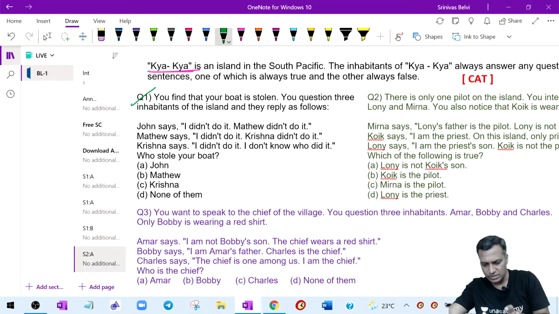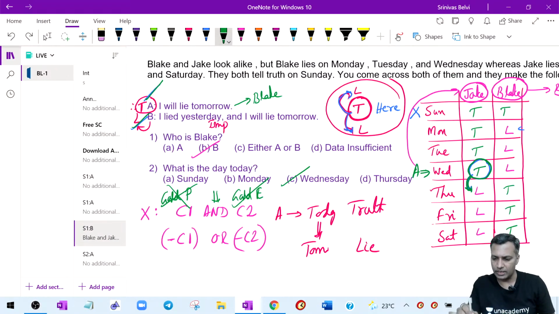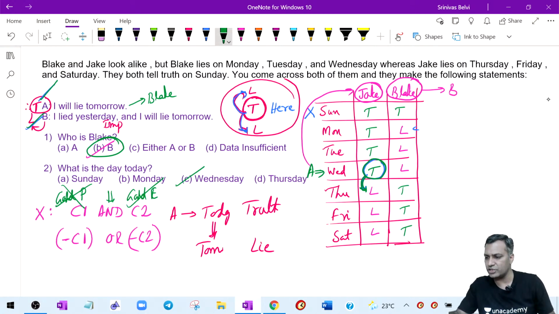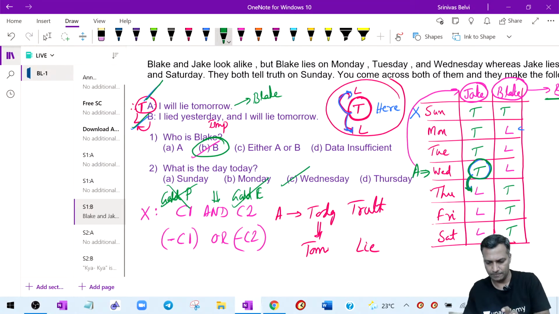Sonal, B is right. You are still behind. Yeah, I already marked B, right? Blake is B, correct. I already marked it. I changed it. I made the correction. Okay, happy?